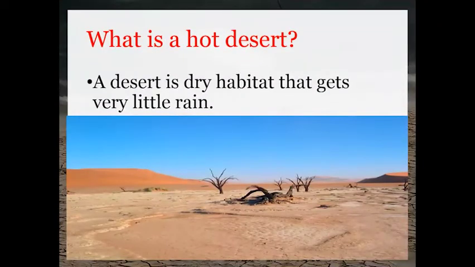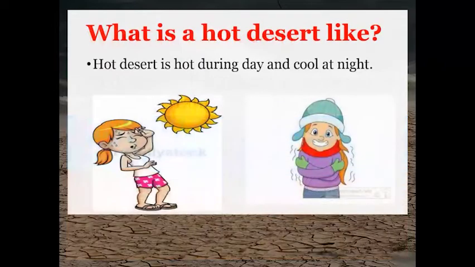What is a hot desert? A hot desert is a dry habitat. The word habitat, as I told you before, means the place where plants and animals live. So a desert is a dry place or a dry habitat. And why is this place or this habitat dry? Because it gets very little rain.